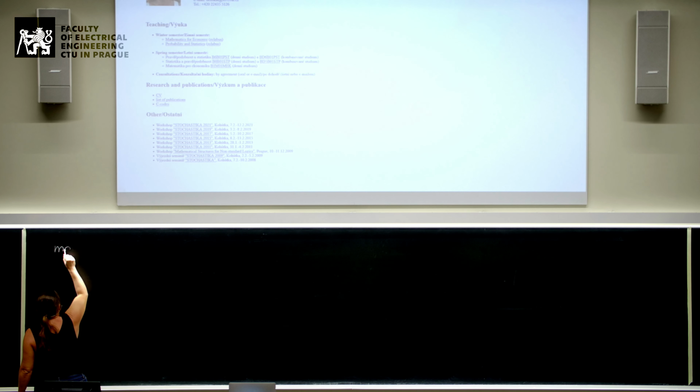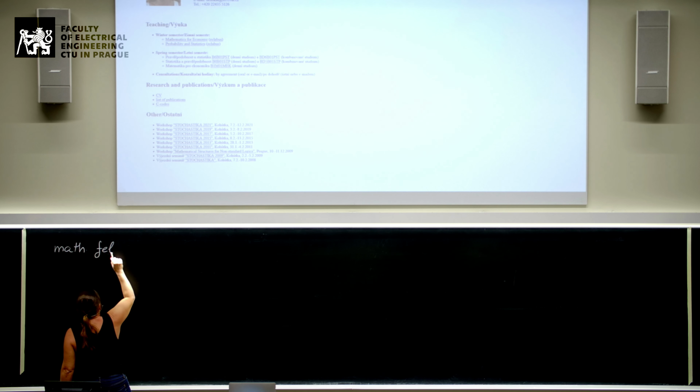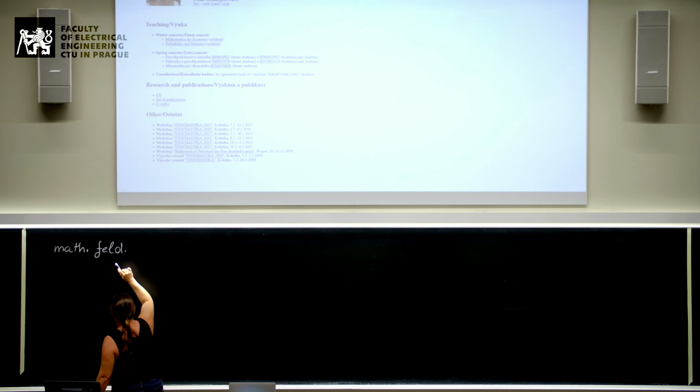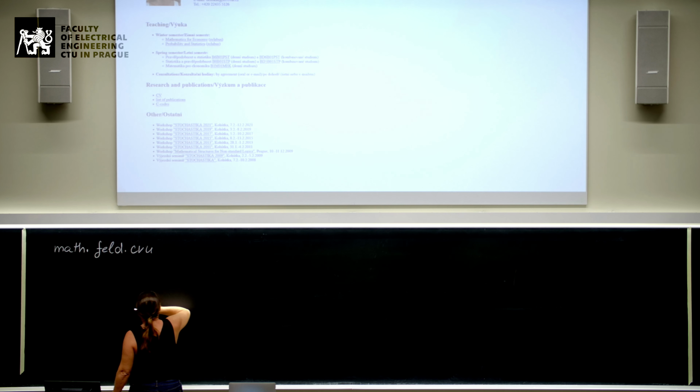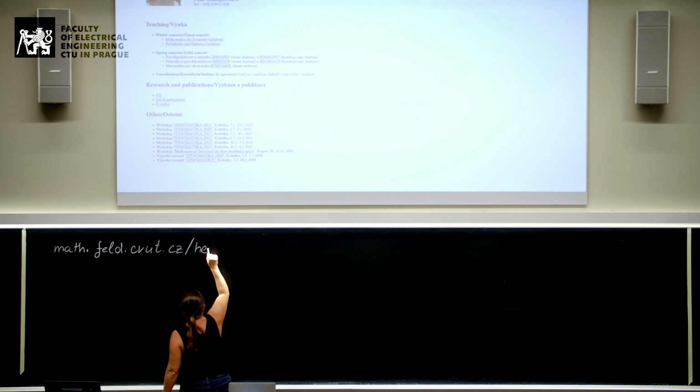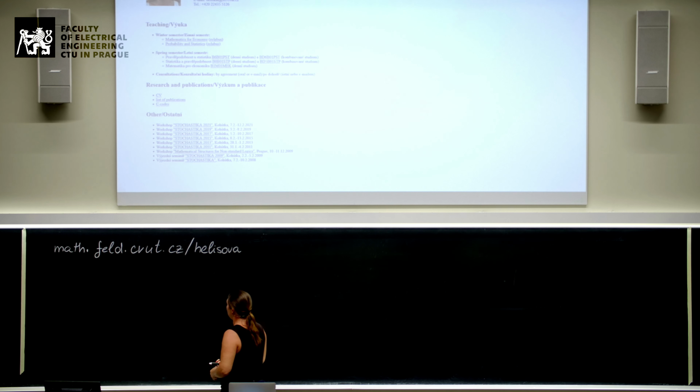You can see my personal web page on YouTube, but I don't know whether you can see the address. So the address is math, as the Department of Mathematics, Faculty of Electrical Engineering, cvut.cz, and my surname. And in the section Teaching, you can see the link for the web pages of the subjects Probability and Statistics and Mathematics for Economy.